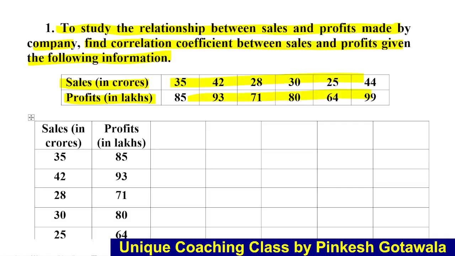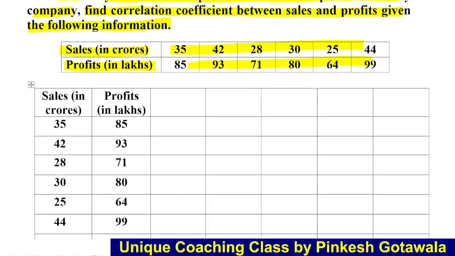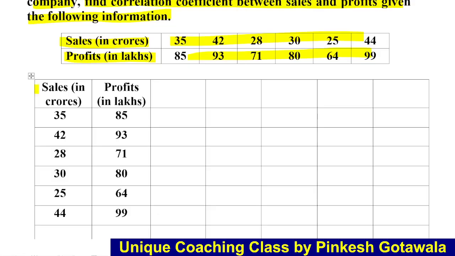So first of all, we have to write the information in table format. The first is sales in crores and second is profit in lakh. We can give them names. The first variable, sales, is denoted by x. Okay, and the second variable, profit, is denoted by y. x and y.